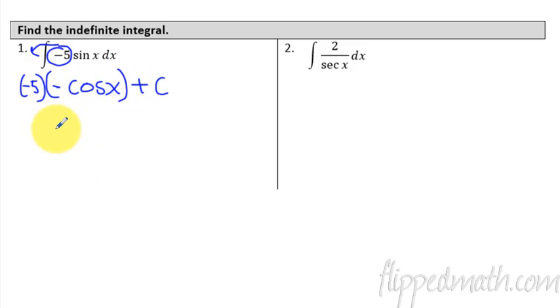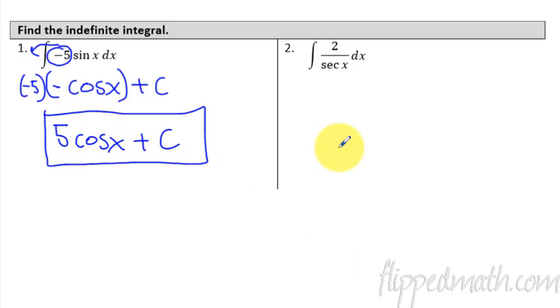So then the answer would be 5 cosine x plus c. Next one, 2 over secant x. Sometimes we have this situation where you've got this 1 over, like are we going to use a logarithm? When you start getting into more U substitution, you might try that because it's a number. So again, I could pull this 2 to the front. Let's do that.